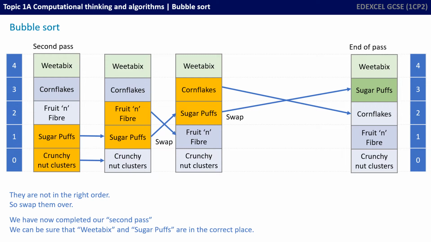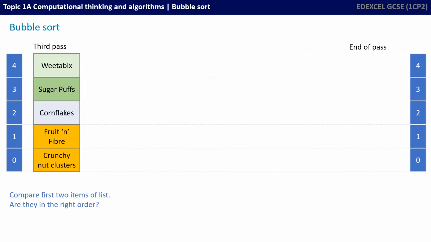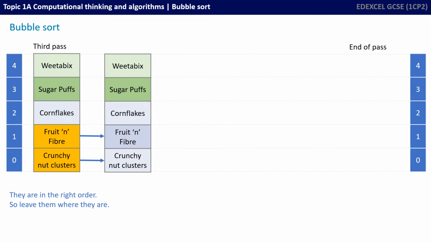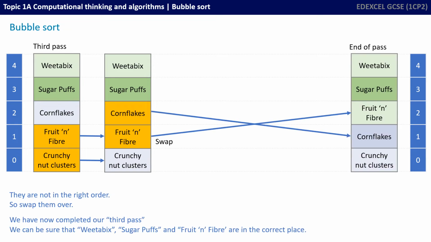So we now have to do a third pass. So compare the first two items of the list. That's Fruit and Fibre and Crunch Nut Clusters. Are they in the right order? Well, they are in the right order, so we leave them where they are. We now compare the next two items, Cornflakes and Fruit and Fibre. Are they in the right order? They are not in the right order, so we swap them over. We've now completed our third pass, and we can be sure that Weetabix, Sugar Puffs and Fruit and Fibre are all in the correct place.